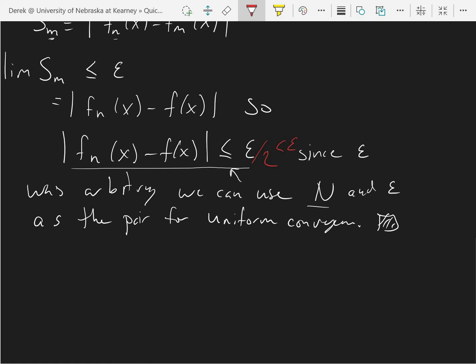We're going to use these in the next couple videos to show that the uniform limit of continuous functions is continuous, and the uniform convergence of differentiable functions still gives differentiability. The uniform convergence of integrable functions is still integrable, and the derivatives of the functions converge to the function's derivative, and that sort of thing. So we'll see that in the next couple videos.